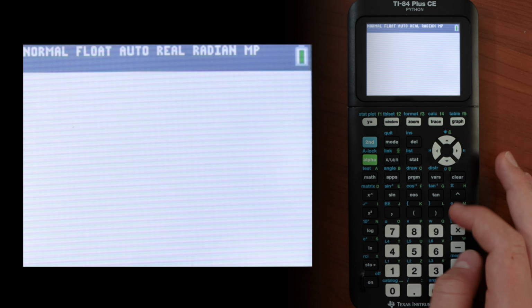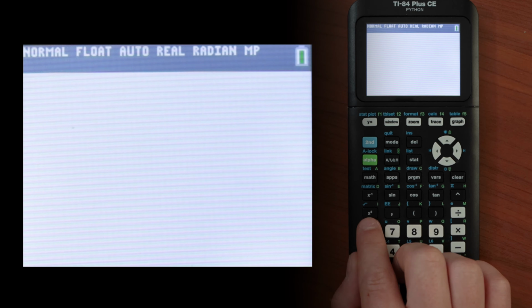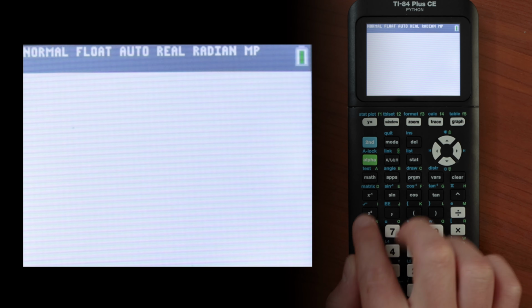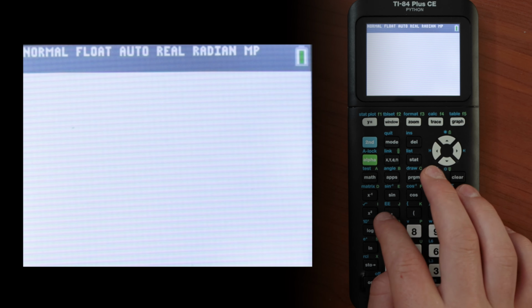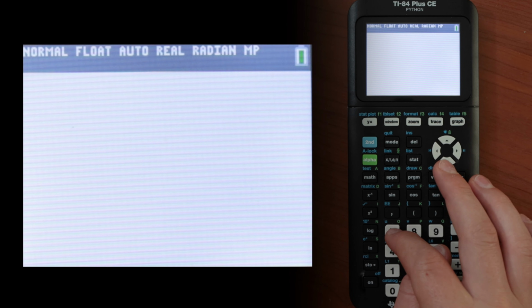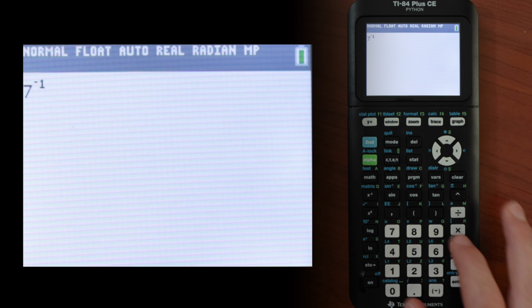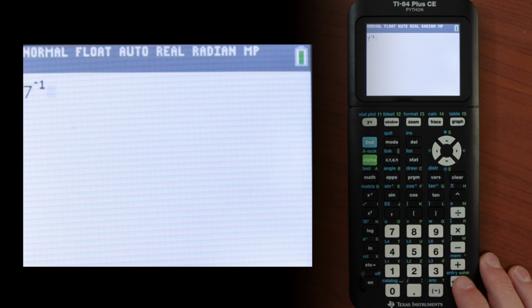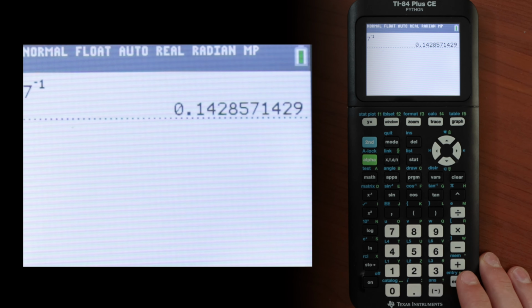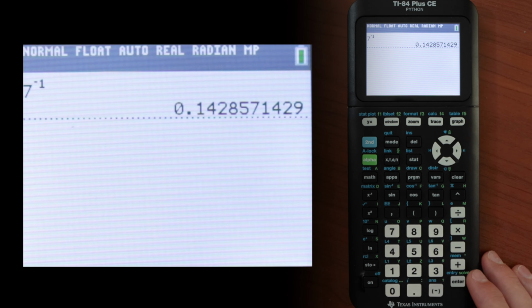Then we have something to the -1. And just keep note that these x's aren't actual x's. All they represent is a given value you've entered. So 7, hit this button, that'll be 7 to the -1, which is 1/7. 1 over 7 is 0.1428 and so on.